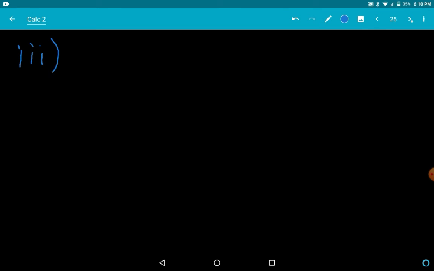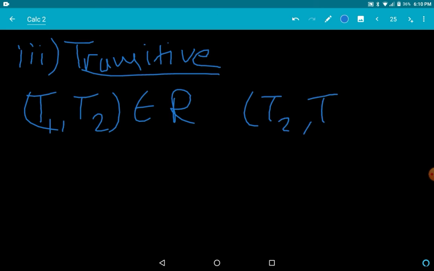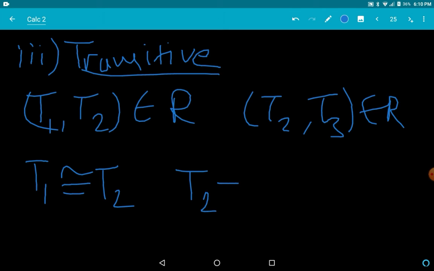Now let's prove if it is transitive or not. What is transitive? If A and B belong to R and B and C belong to R, then you have to show AC belongs to R. So if (T1, T2) belongs to R and (T2, T3) belongs to R, this means what? T1 is congruent to T2 and T2 is congruent to T3. So I can immediately write that T1 is congruent to T3.